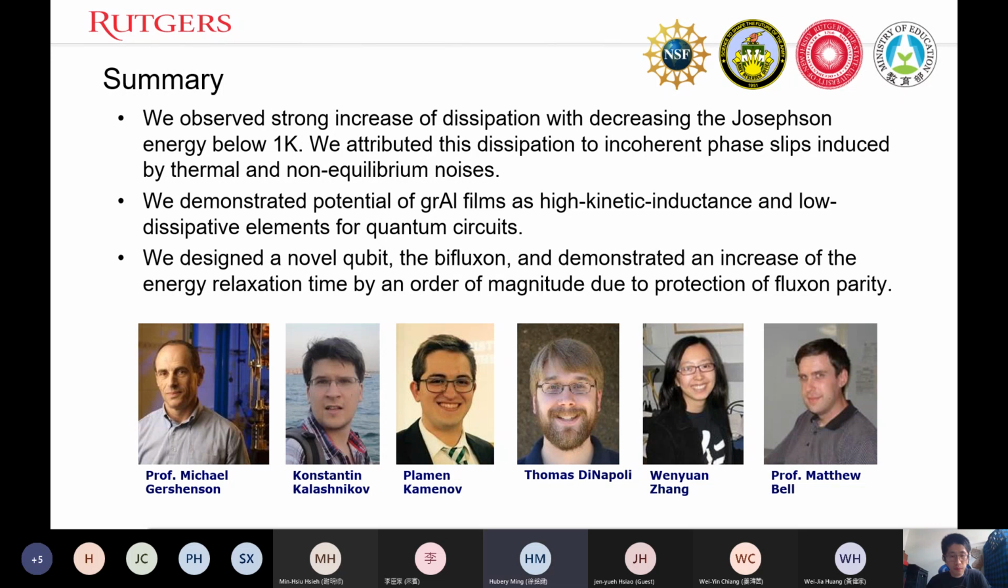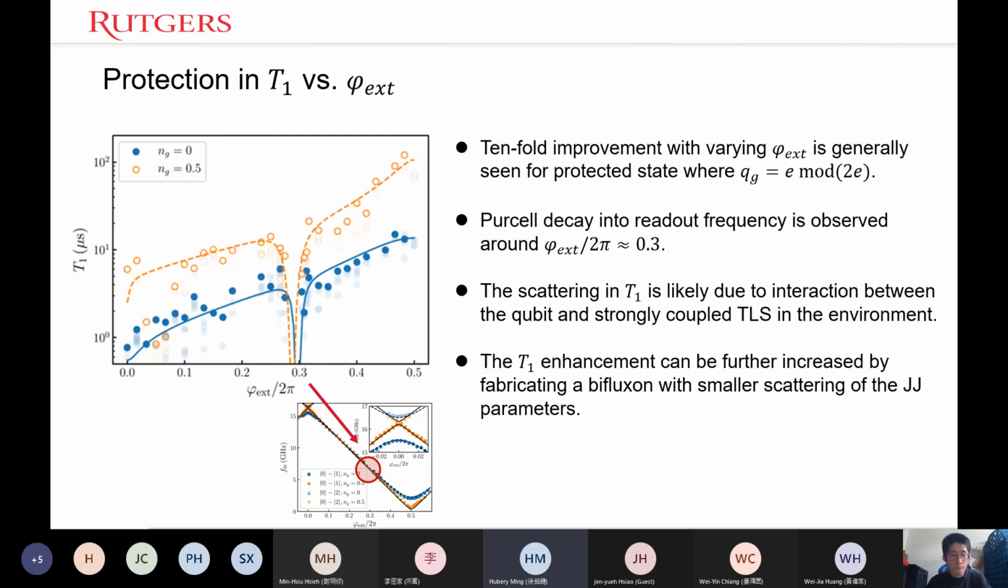So for your last part, the Bifluxon increasing the T1, is it due to the parity protection? Is it the same thing as the reduced scattering you mentioned, or is it a different thing?